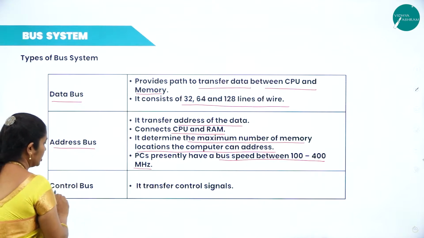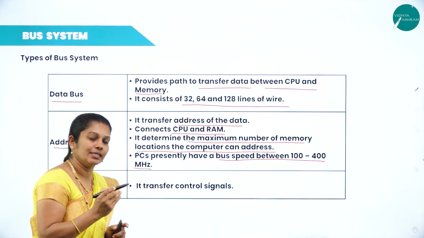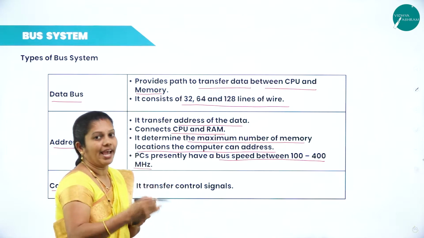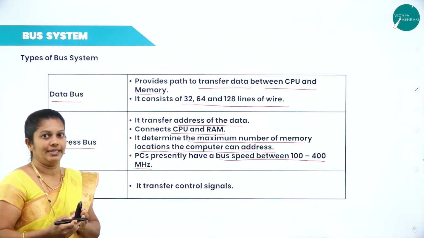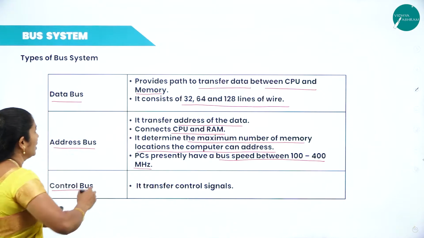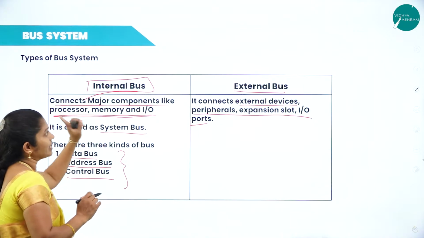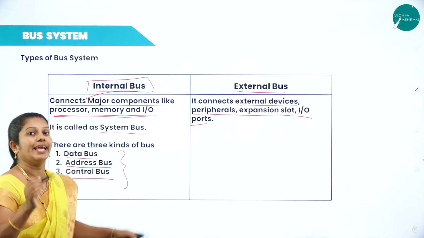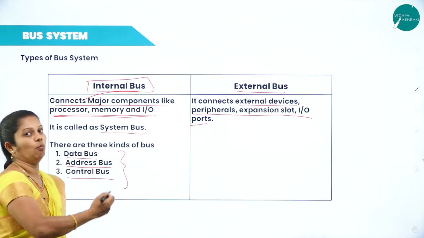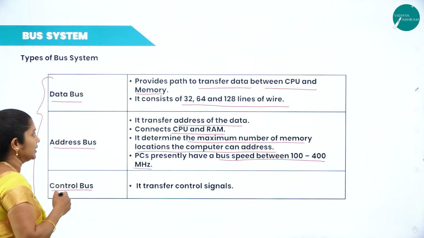Then when they come on control bus, it mainly transfers the control signals: where exactly the signal has to be passed, when the data has to be passed, and when we are not supposed to transfer the data. It mainly controls the signals. These are the three types under internal bus. Whereas external bus helps to connect only the external devices, internal bus helps to connect the internal components like CPU, memory as well as input-output units.